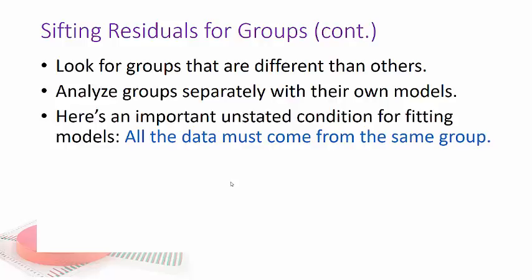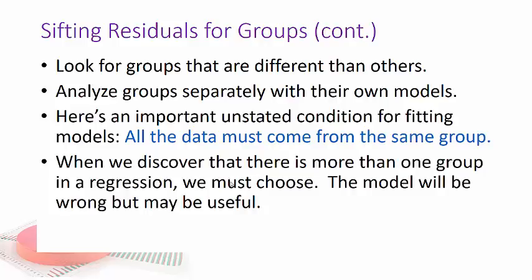It's important that all data must come from the same group. However, when we discover that there's more than one group, we have to choose. Are we going to look at them individually or together? No matter what we choose, the model will always be wrong because it's got different groups, but it may be useful. So even if you have to look at things separately, it might reveal some interesting information.